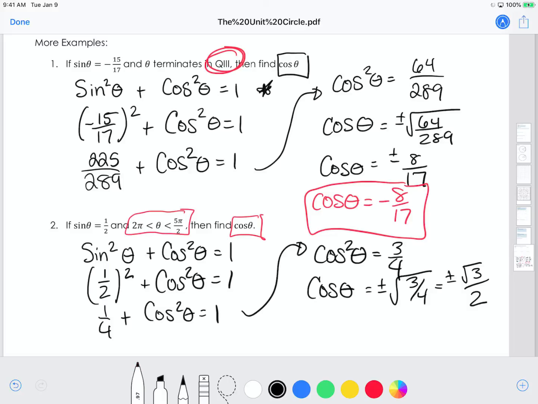If we look at our unit circle, I know 2 pi is after I make a full rotation. And this is telling us the angle is between 2 pi and 5 pi over 2. That's 2.5 pi, which is what you get if you add another half pi to 2 pi. So I know that we're dealing with the first quadrant because it's between 2 pi and 5 pi over 2. In the first quadrant, cosine and sine are both positive. So my final answer is that cosine theta is positive square root of 3 over 2, since I know we're dealing with the first quadrant.